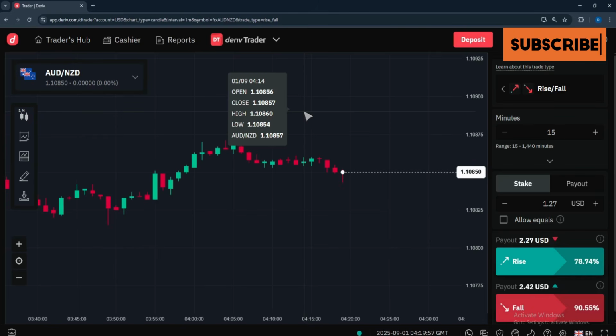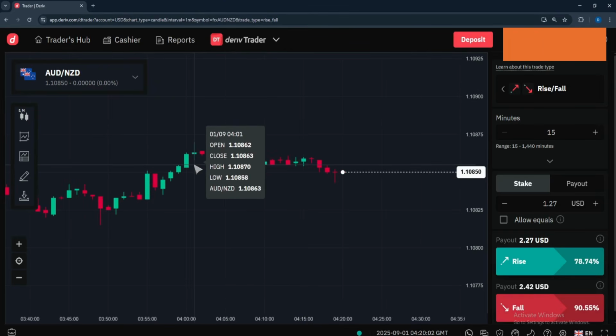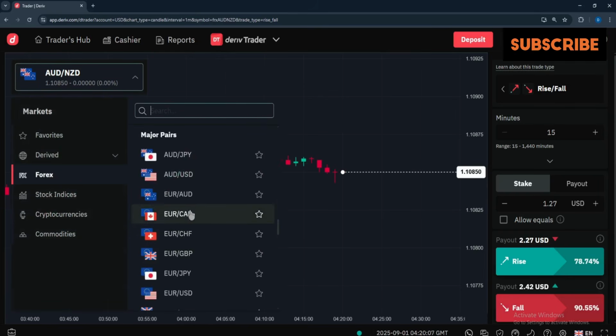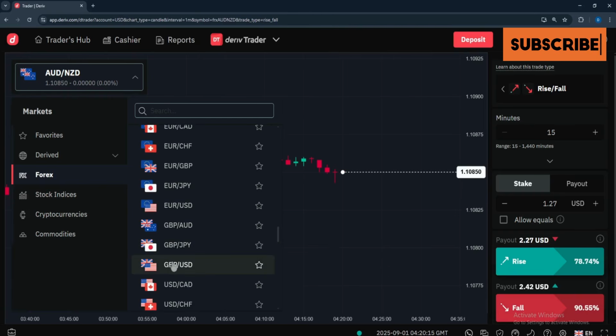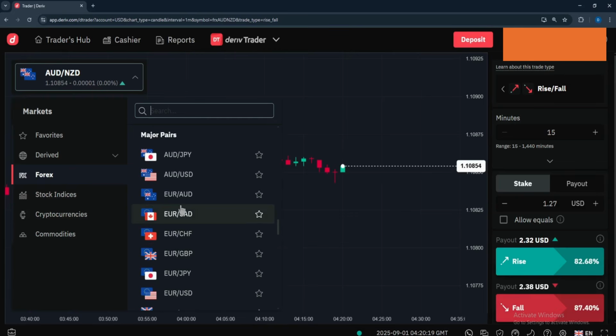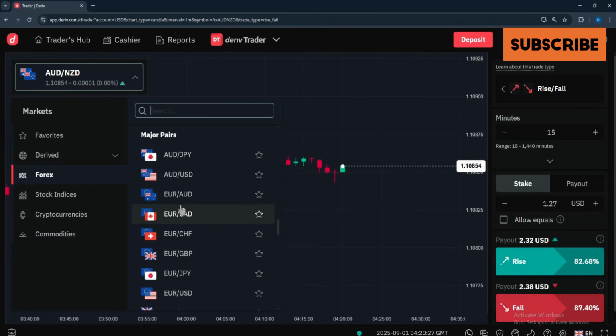What happens during this overlap? We have the highest volatility, especially for EUR/USD, GBP/USD, and USD/JPY, which is the US dollar and the Japanese yen. This is the highest volatility for those currencies, and it is great for day traders. If you are a scalper or a day trader, this is very favorable to you.